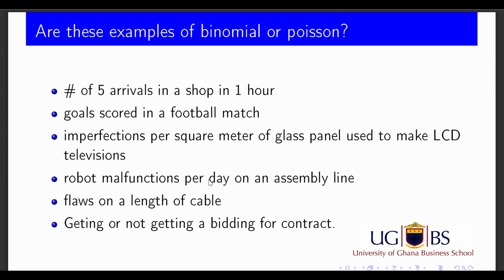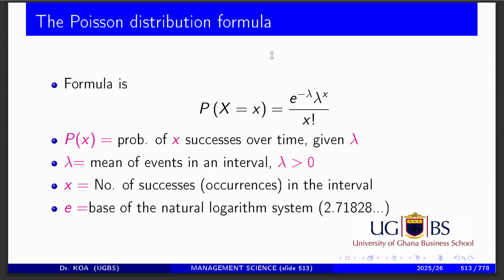Getting or not getting a bid in for a contract. Jerry. Doc, it's binomial. All right, okay. Now, this is also the Poisson formula. Write it down. The Poisson formula is given by the probability of X is equal to e raised to the power minus lambda, lambda raised to the power X over X factorial. The lambda is the mean of the event. The X is the number of successes.